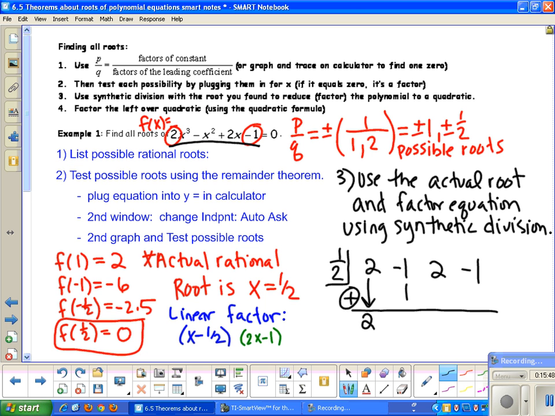2 times a half is 1. -1 plus 1 is 0. 0 times a half would be 0, and 0 plus 2 is 2. 2 times a half is 1, and -1 plus 1 is 0. And this is our remainder.